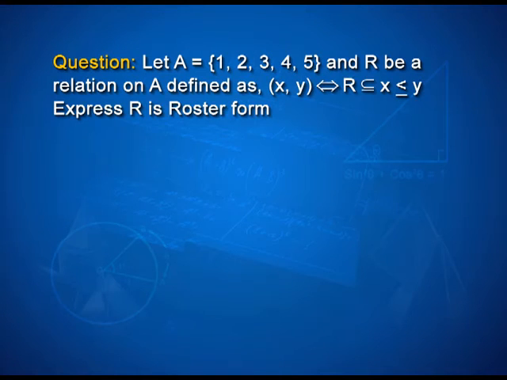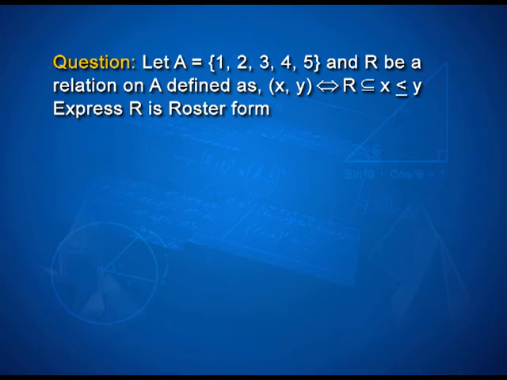Here is another example. Let A be equal to {1, 2, 3, 4, 5}. R be a relation on A defined as an element (x, y) belongs to R if and only if x is less than or equal to y. Express R in roster form. So, this is another way of stating the relation. x is related to y if x is less than or equal to y.